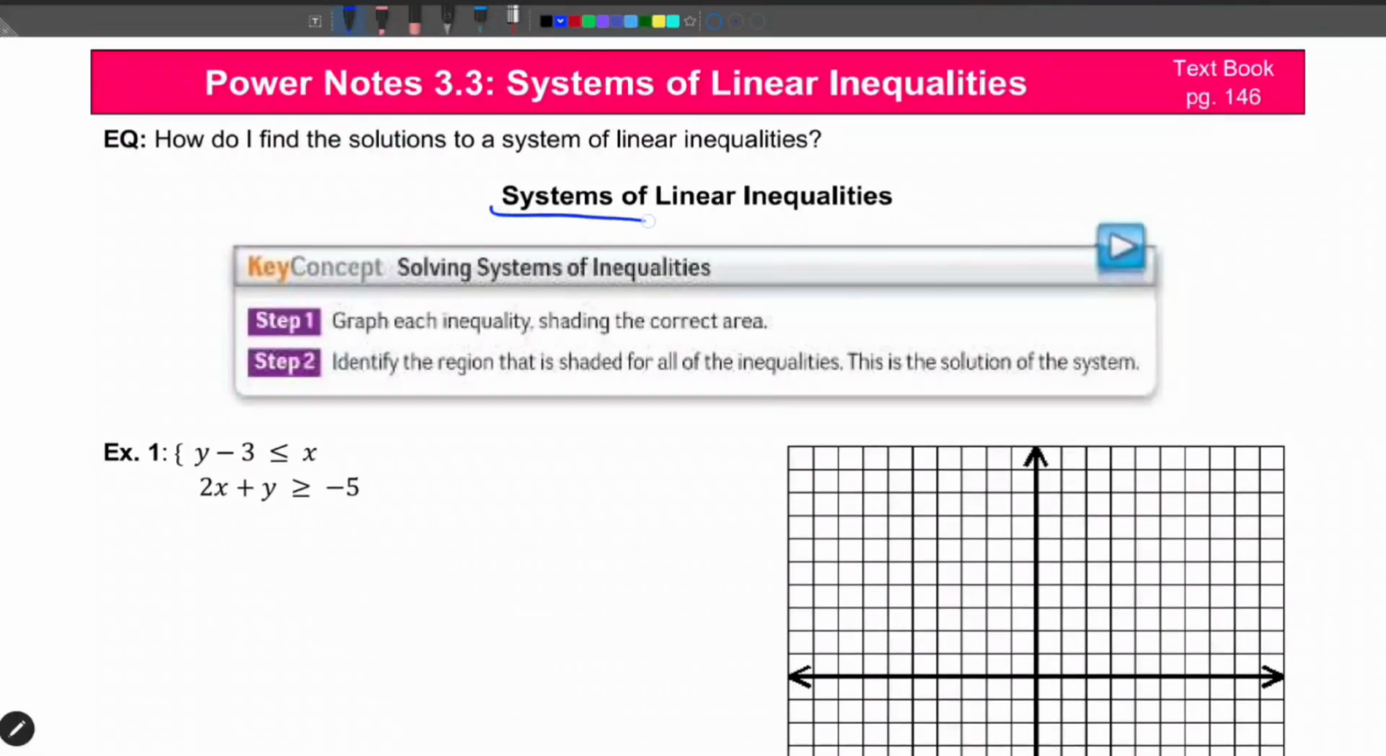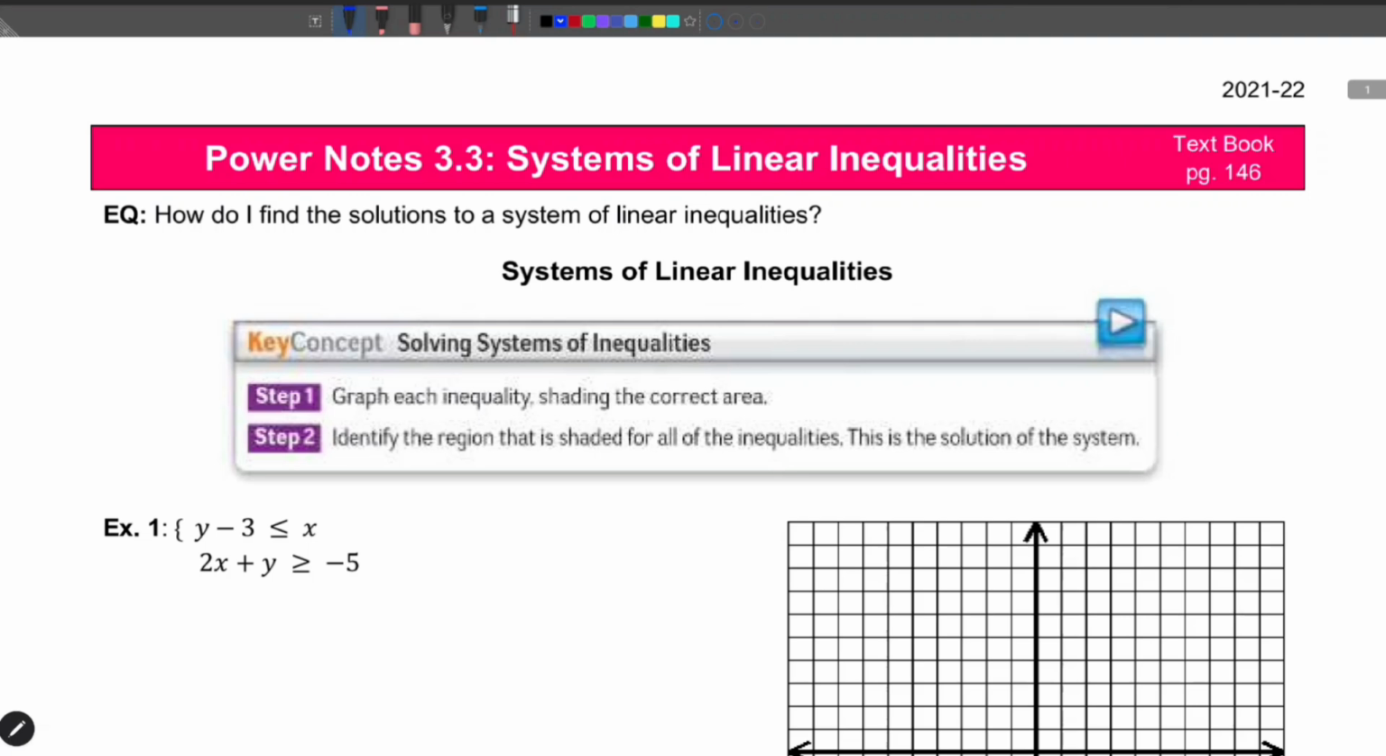So today we're going to continue with systems of linear inequalities. We're really continuing with systems, right? That's what this unit's all about, is solving these systems of equations. And up until today, we found points of intersection.